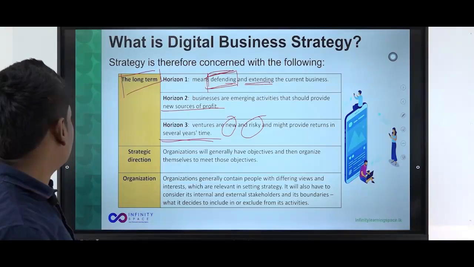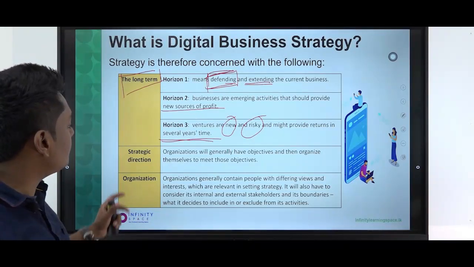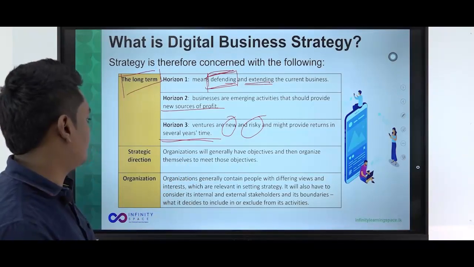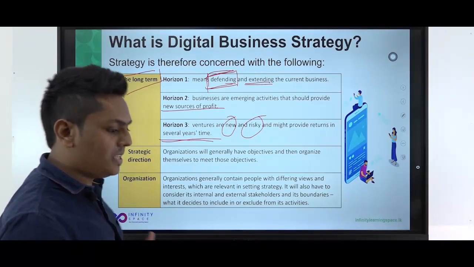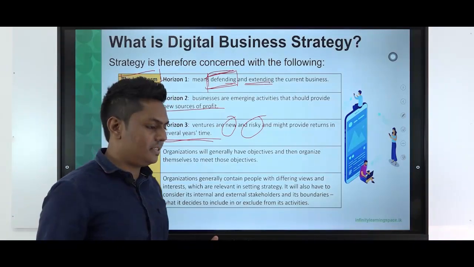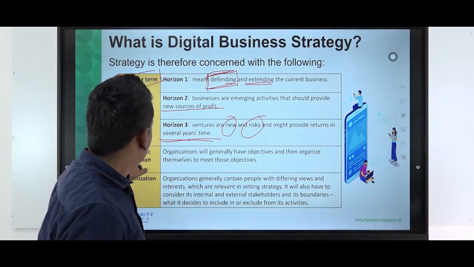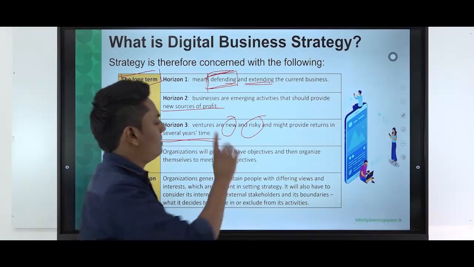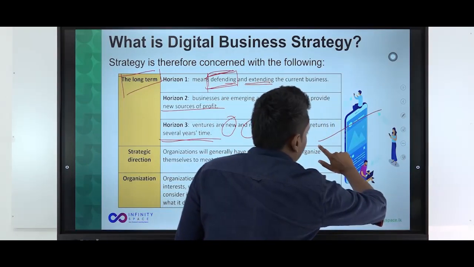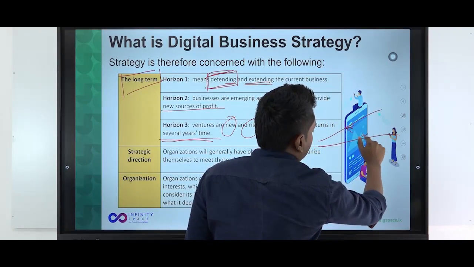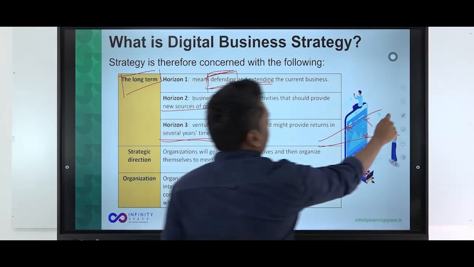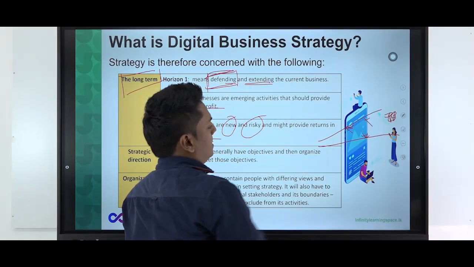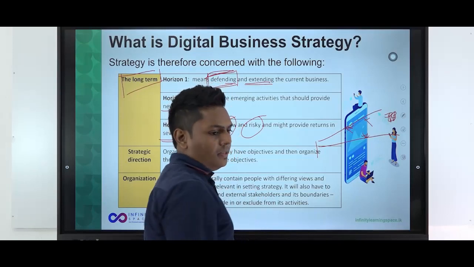And then again, the strategic direction. Organizations will generally have objectives and then organize themselves to meet those objectives. Now, going back to the example of ERP, in this technology setting, you have to set your strategic direction, how you are going to clear your path. Say your path is like this and there are certain blockers, barriers. What could be the barrier? And here the ERP, and you are starting from here. What could this barrier be?